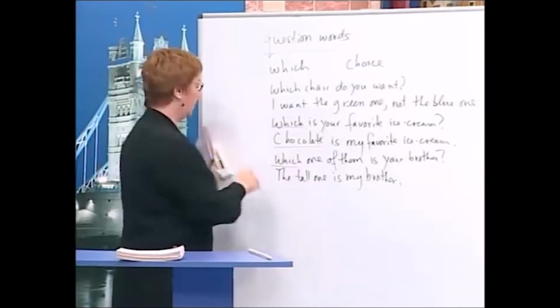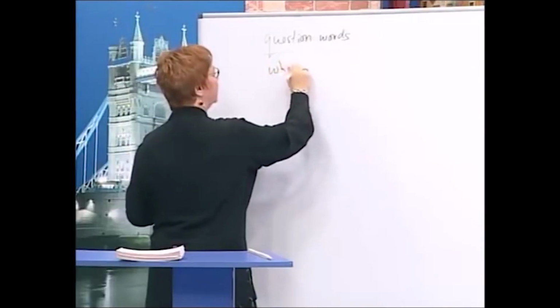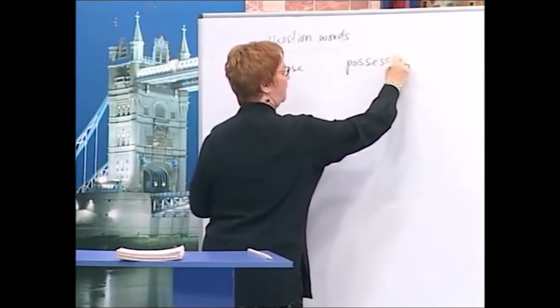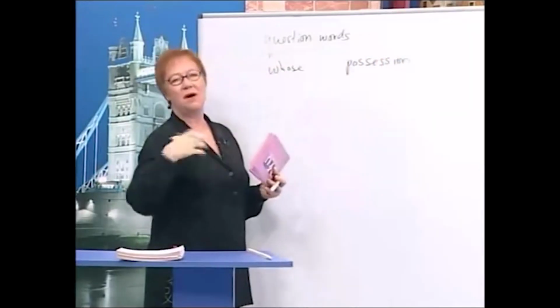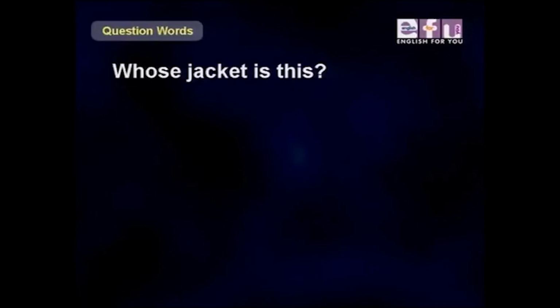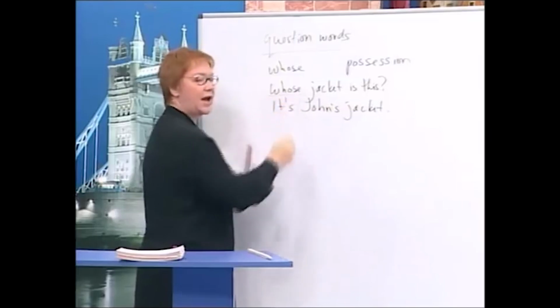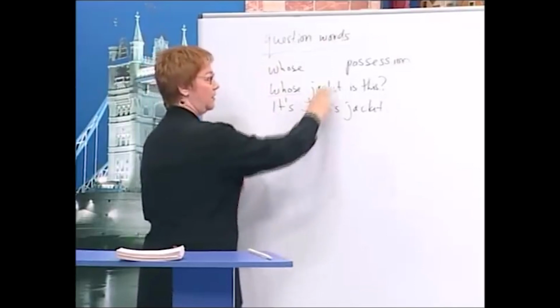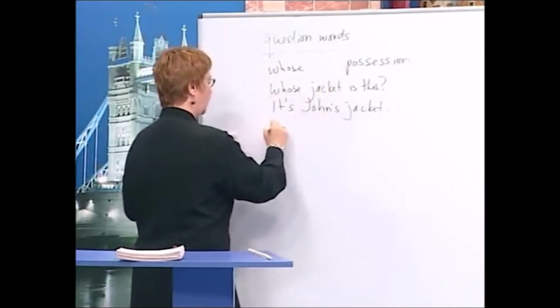Now, the next one is whose. Whose talks about possession. It has the idea of my, his, your. So, examples. Whose jacket is this? It's John's jacket. It shows possession.